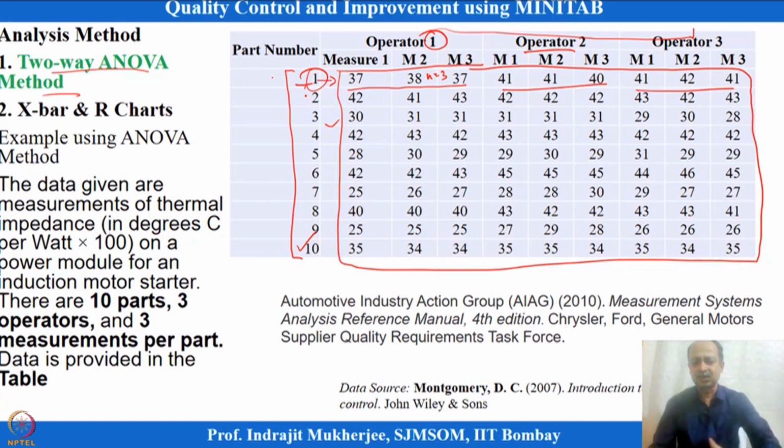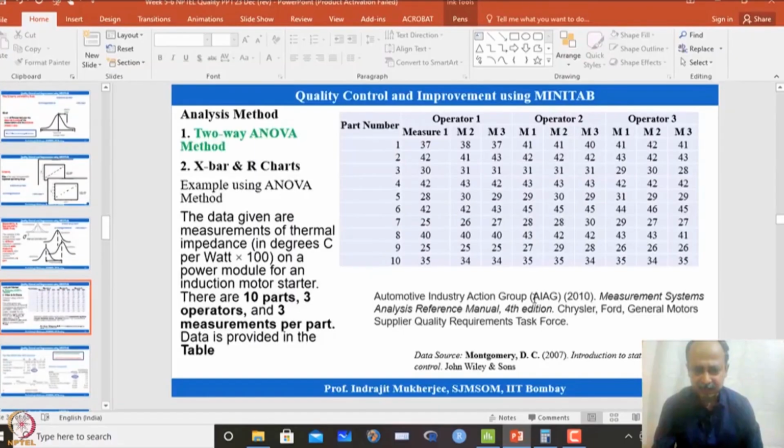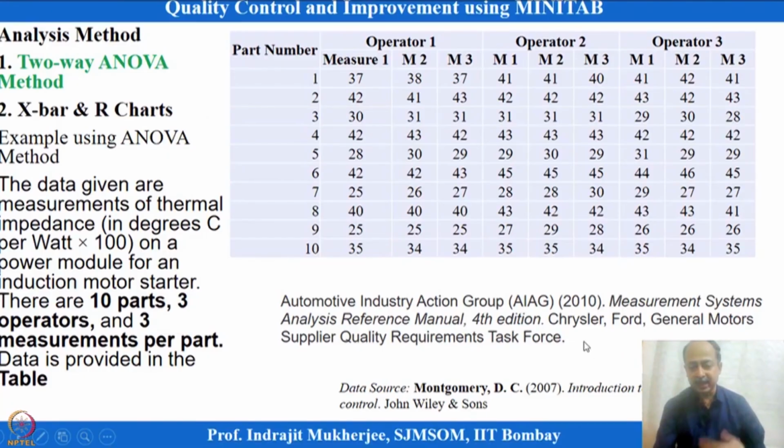So, this is taken from the process, these 10 parts will be selected like that. This data will be fed into MINITAB, and then we have to see what is to be done. Okay. So, this data set is taken from Montgomery's book Introduction to Statistical Quality Control, another very good book that you can use. The way that we are doing it is basically following a guideline, the Measurement System Analysis Reference Manual, which was developed by the Chrysler, Ford, General Motors Supplier Quality Requirement Task Force.